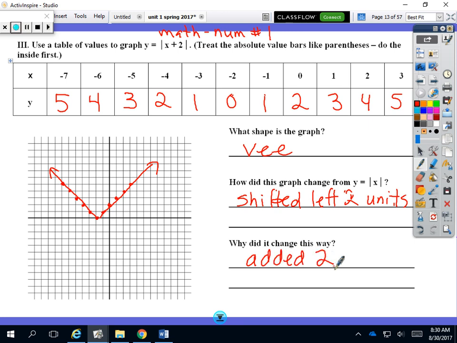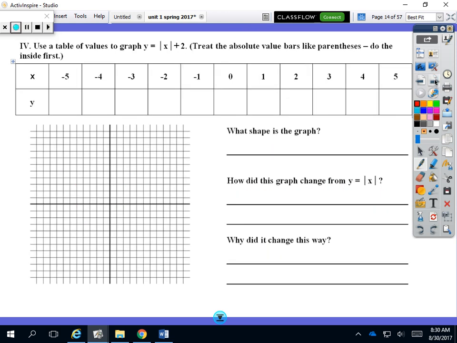We added 2. That's all I know right now. So I'm going to move on to the next one, down below the one we just did. Now I see I have absolute value of x, but I have a plus 2 outside the function. What happens to my y values now? Well, if I put negative 5 in the absolute value bars, I have absolute value of negative 5, which is 5, but then I have to add 2 to that, so that gives me 7.